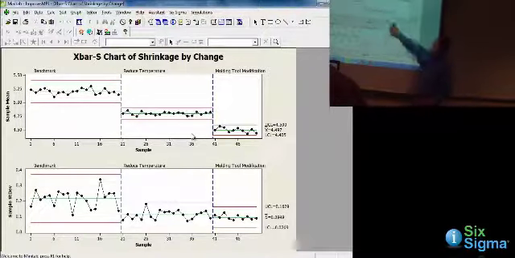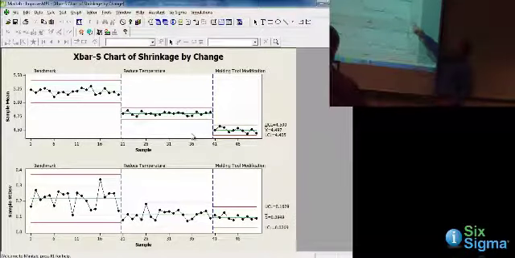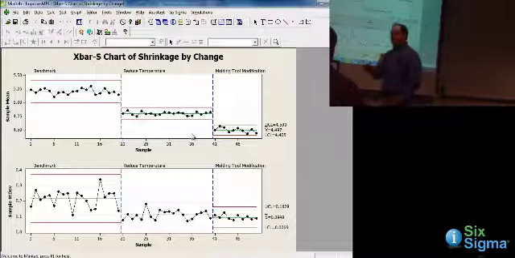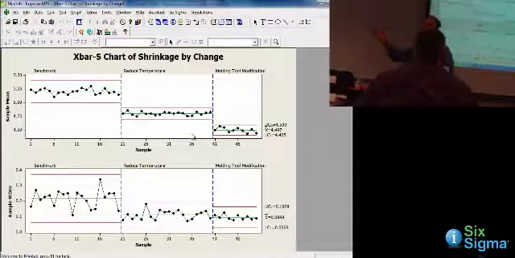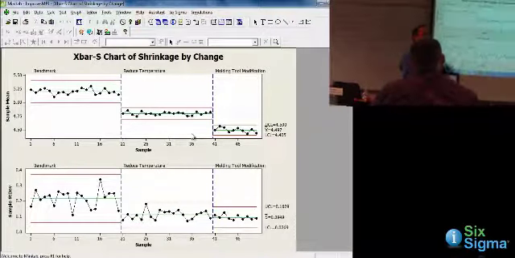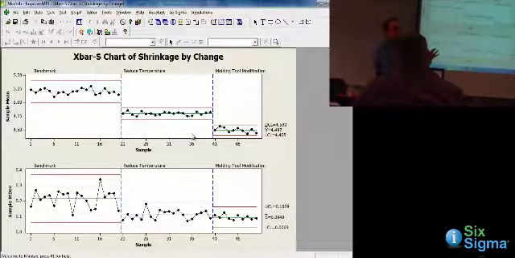This is a very graphical tool and probably one of the best tools in Six Sigma to show a before and after effect. If you want to show management what your project has done to a process to improve it, you've got to show what it was, how the process was before the change, and then after the change.